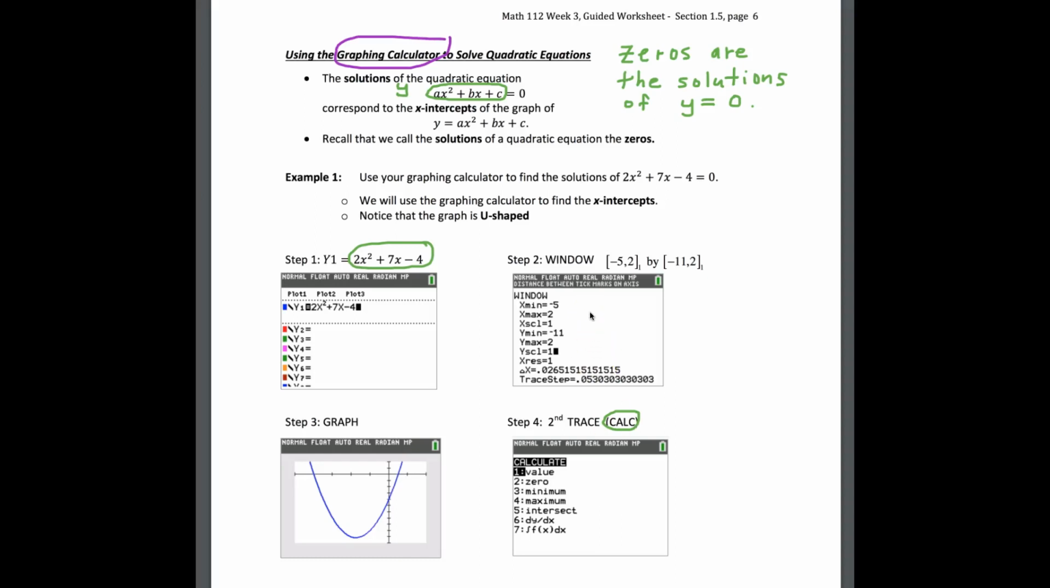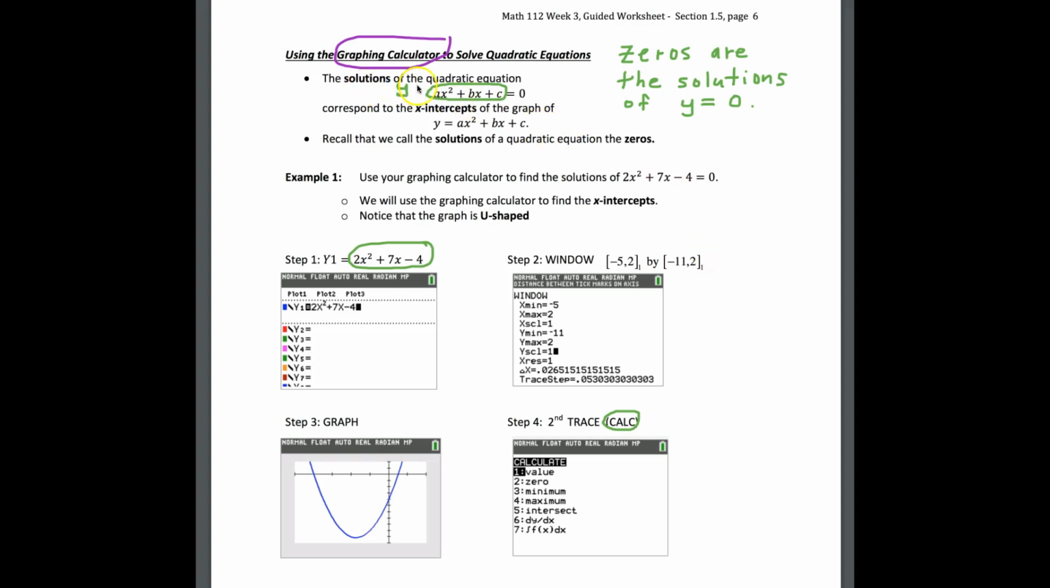Hi, I'm back. We're continuing on with week 3, the guided worksheet for section 1.5. We just finished up problem 3 on using the quadratic formula to solve quadratic equations. And now we're on to our last method that we're going to take a look at for solving these equations. And that's going to be using your graphing calculator.